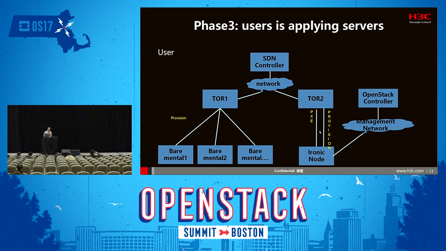Phase three, users are applying for service. When Ironic nodes receive requests, it will create a port of routing provision. And the routing will tell SDN. SDN will change the PXE network to the provision network. When the network is prepared, Ironic begins to provision the bare metal. After provision, Ironic nodes will destroy the provision port and update the tenant. So finally, SDN will change the TOR port to the tenant network. After that, the whole provision process is finished.